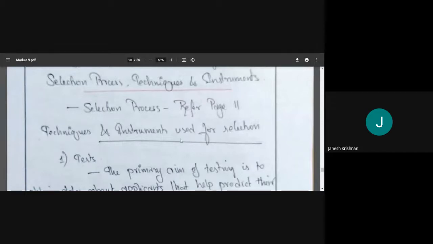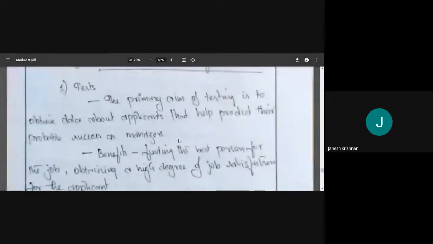So what is a test? The primary aim is to collect data about the applicants that will predict their probable success as managers. Similarly, whenever you are doing an experiment, you are collecting data. Once you have collected the data, you do some calculations and get the information out of that. The same thing is being done here. Whenever an applicant undergoes a test, the person in charge is collecting data about how good and how suitable the applicant is.